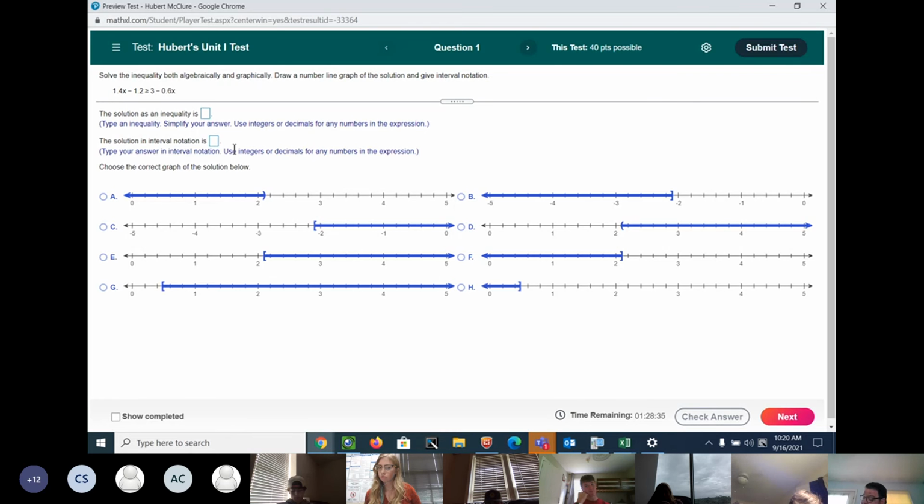14x minus 12 is greater than or equal to 3 minus 6x. And I'm going to take that 6 across the river. Take that 12 across the river. And 14 plus 6 is 20x. And 3 plus 12 is 15. Divide by, sorry, hold on.